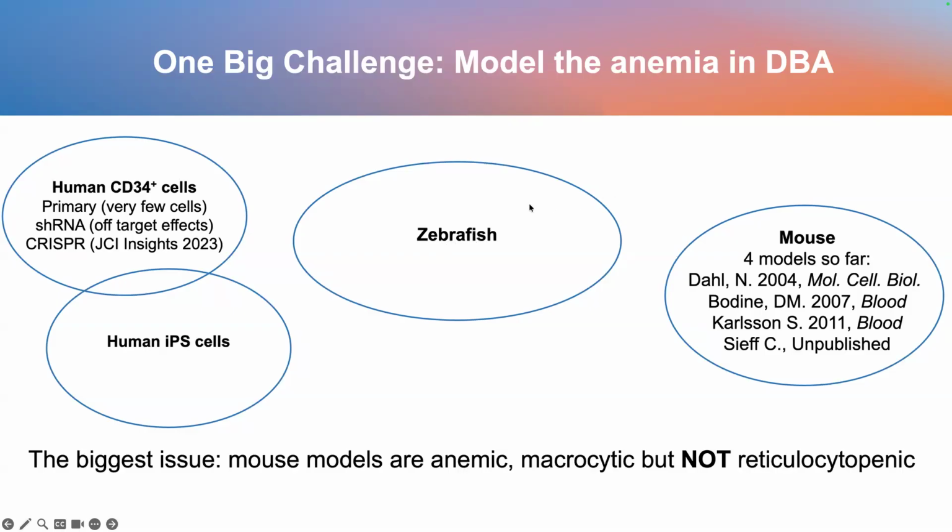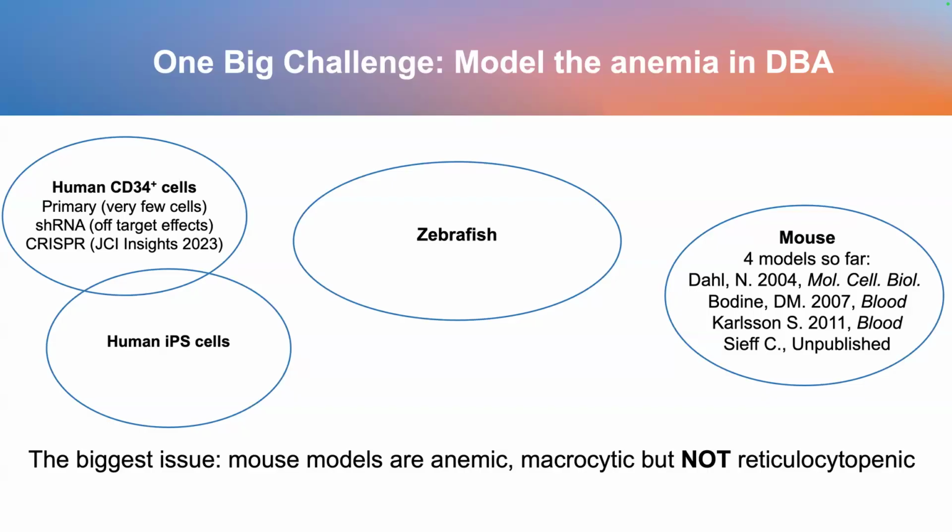Then you have the zebrafish that has been mostly developed by Len's group. Here you need the complete ablation of the RP of interest. You cannot have autosomal dominant, you cannot have heterozygosity to have the phenotype. And in the mouse, you have 4 to 5 models so far. And when I say 4 to 5, it's because I'm interested mostly here in the RPS19, RPL5 in the context of what I'm going to present today.